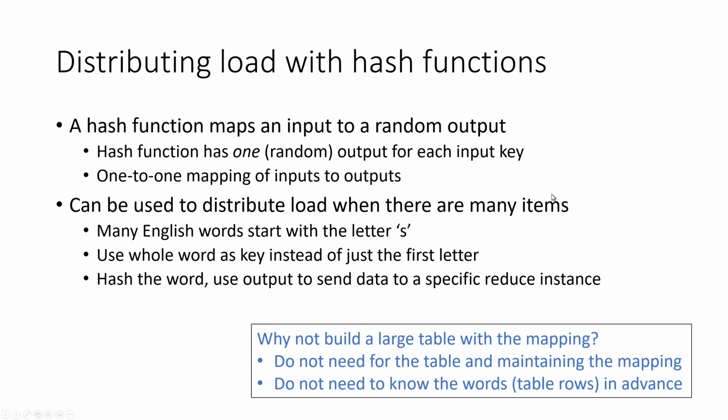Well, professor, hash functions might be nice, but I can also do this load balancing using a big table. So I can build a big table where I'm going to map each word to a reduce instance. Well, that works, but using a hash function has advantages. For example, if you use a hash function, you don't need to build the table in the first place, and you don't need to maintain the table. And maintaining this table might be troublesome because you might process different books with different words. So the rows in the table will need to change depending on what text you're going over. So this we get for free if we use a hash function.